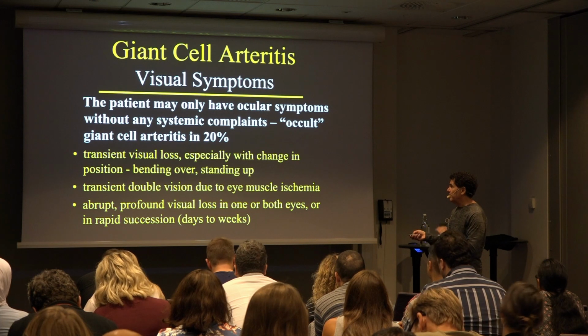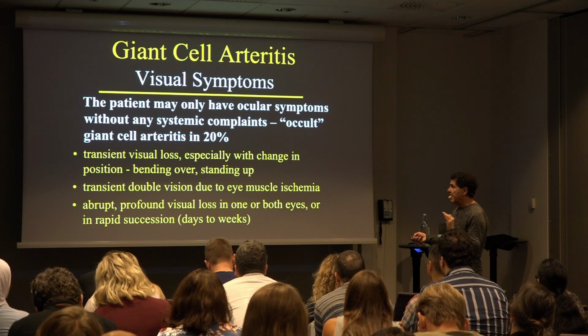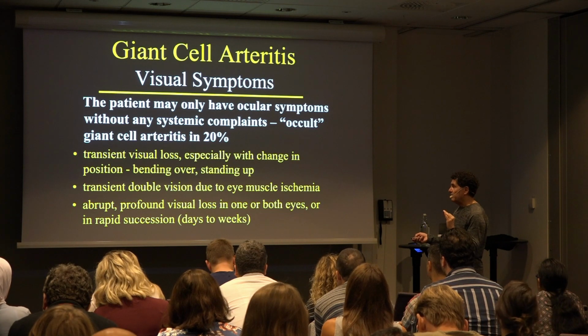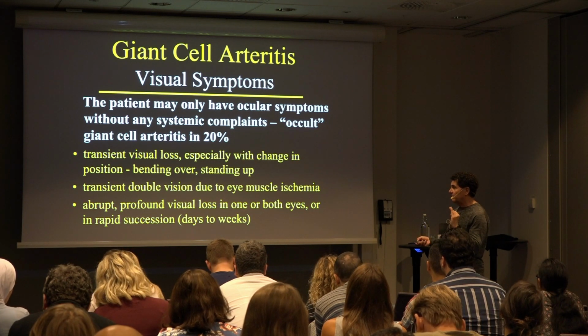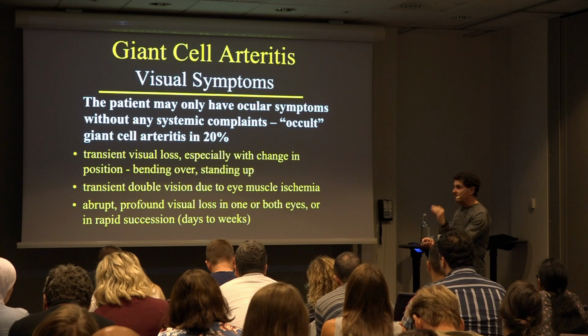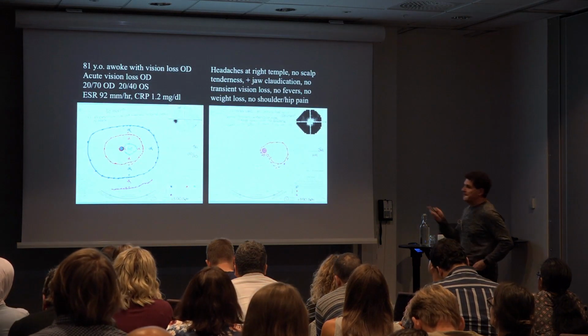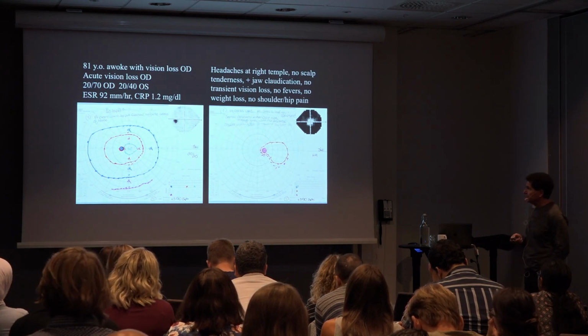And then the big one is, of course, if you get a history of an older person having abrupt, profound loss in one eye or both eyes, or in rapid succession, you should be on the path of giant cell in terms of your differential. I want to show you a case that I thought was very interesting.